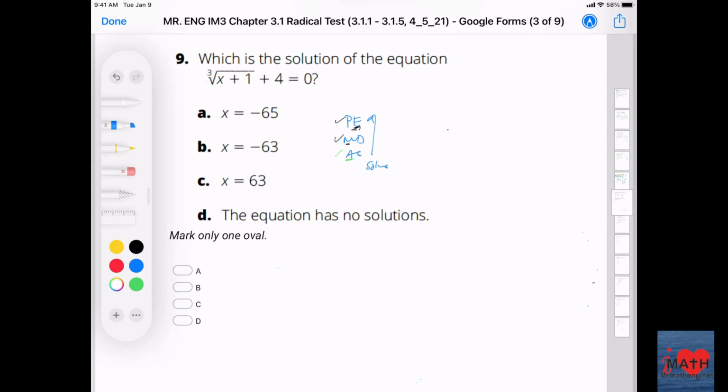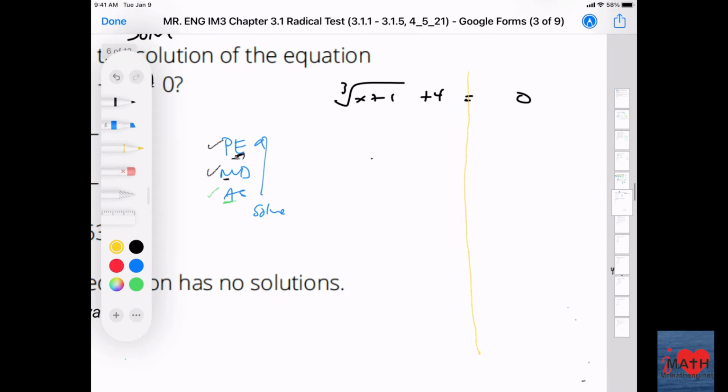Alright, question number 9 here is telling us which is a solution. So we just have to solve this. How do I know to solve? You always solve equations. So let's go ahead and write this problem here. Notice that positive 4, though, is not inside the radical sign. I like to draw a line down my equal sign to show the left and the right side.